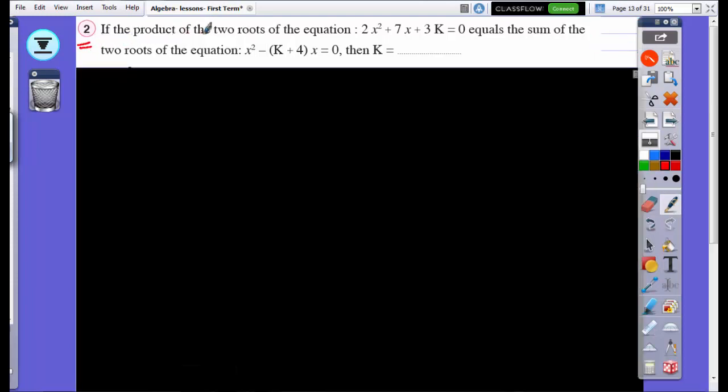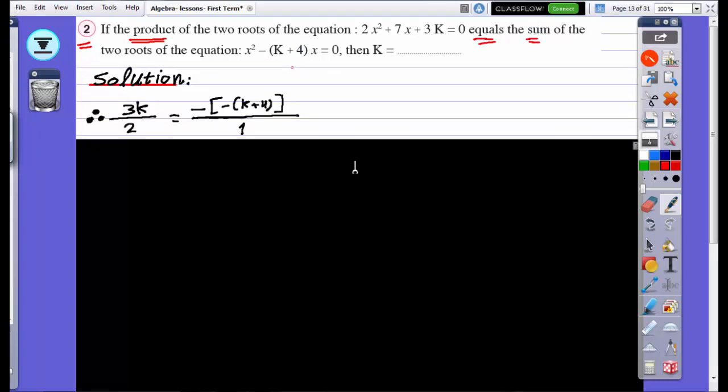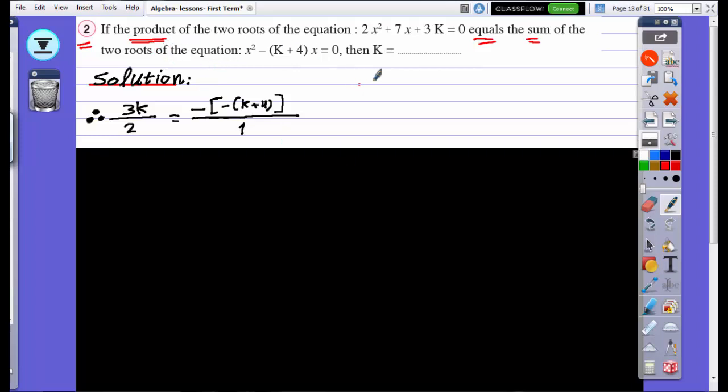Question 2. If the product of the two roots of the equation 2x squared plus 7x plus 3k equals 0 equals the sum of the two roots of the equation x squared minus x plus 4 multiply x equals 0. Again, the product of the two roots here equals the sum of the two roots of this equation. The product of the two roots equals c over a. It is another rule.